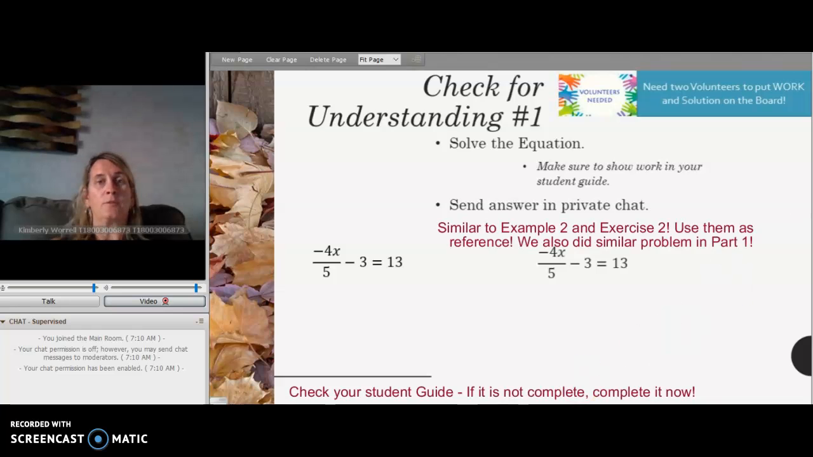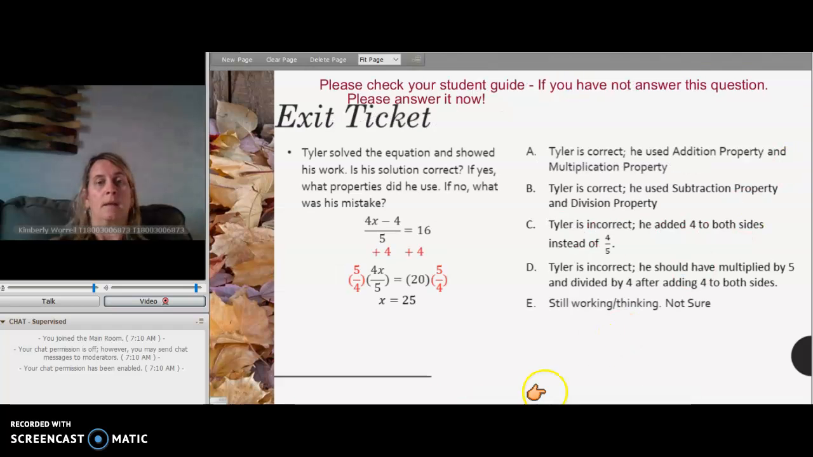Okay, so hopefully you were able to complete the check for understanding. I wanted to have it done in your student guide. Don't worry about whether it's right or wrong. Just make sure you showed all your work so I can give you feedback when you submit your student guide. The next one is the exit ticket. If you have not completed the exit ticket in your student guide, I want you to complete it now.